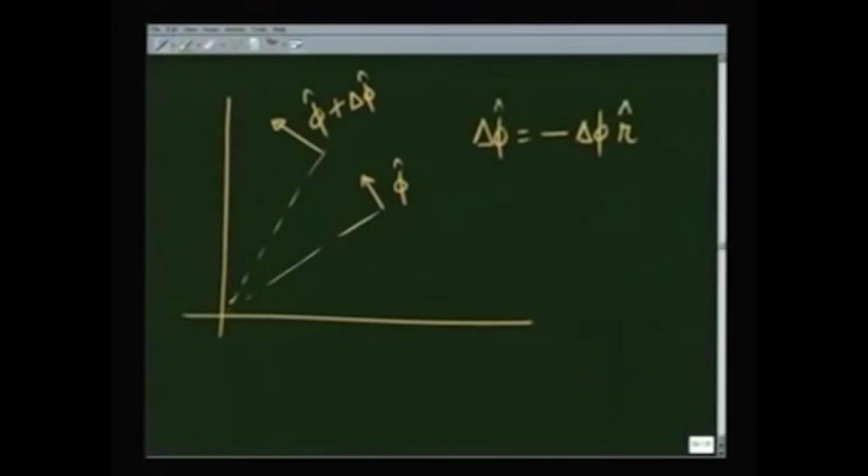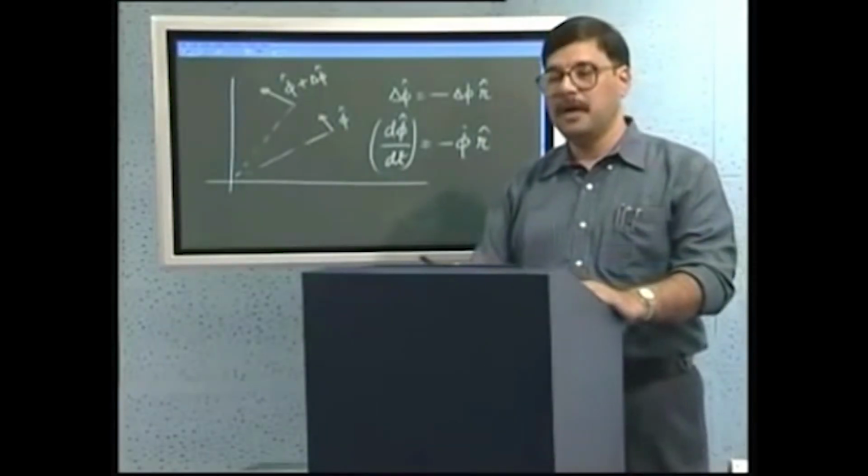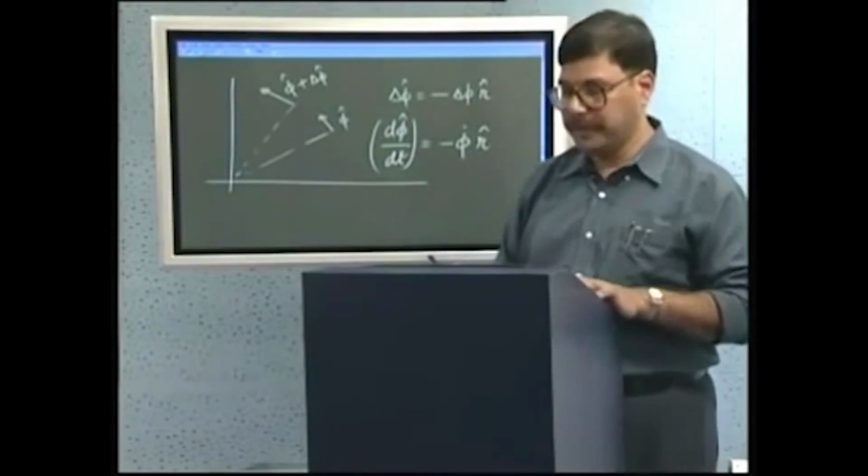To show it again, this was my original phi. After the particle moved, phi has become this. So, let me write this as phi plus delta phi, and delta phi comes out to be minus delta phi r unit vector, and therefore, d phi/dt is nothing but minus phi dot r. I have shown it purely on geometric basis.